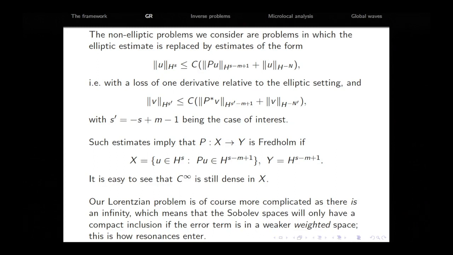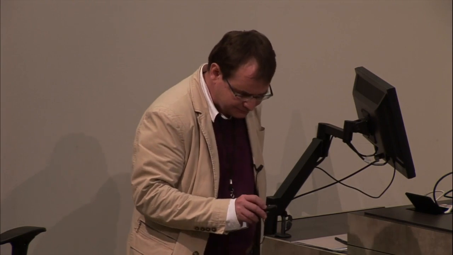I want to say that even though this is a non-elliptic problem, you will have Fredholm estimates for this. And as I already said, for this Lorentzian problem on a non-compact underlying space, so time goes to infinity, I really need estimates in a weighted space. The errors have to be allowed to grow more in time. So the error norm is weaker in terms of growth. And that's how resonance is done.